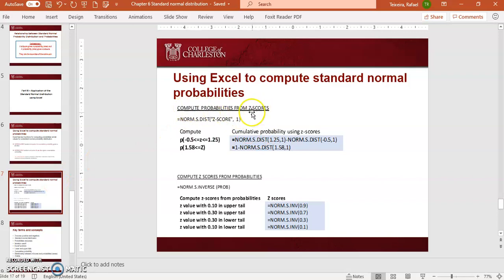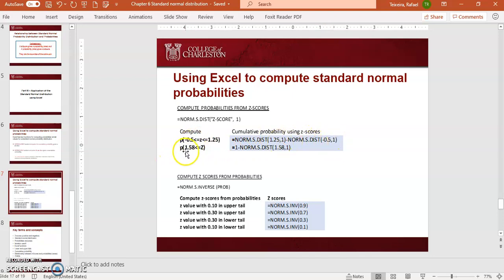Compute probabilities from z-scores. If we want to know the probability based on a z-score, we use this function, NORM.S.DIST, open parentheses, the z-score, comma 1. This is to illustrate how to use the formulas. If I want to know the probability that a z-score be higher than negative 0.5 but smaller than 1.5, I do NORM.S.DIST of the highest number, minus NORM.S.DIST of the lowest number.